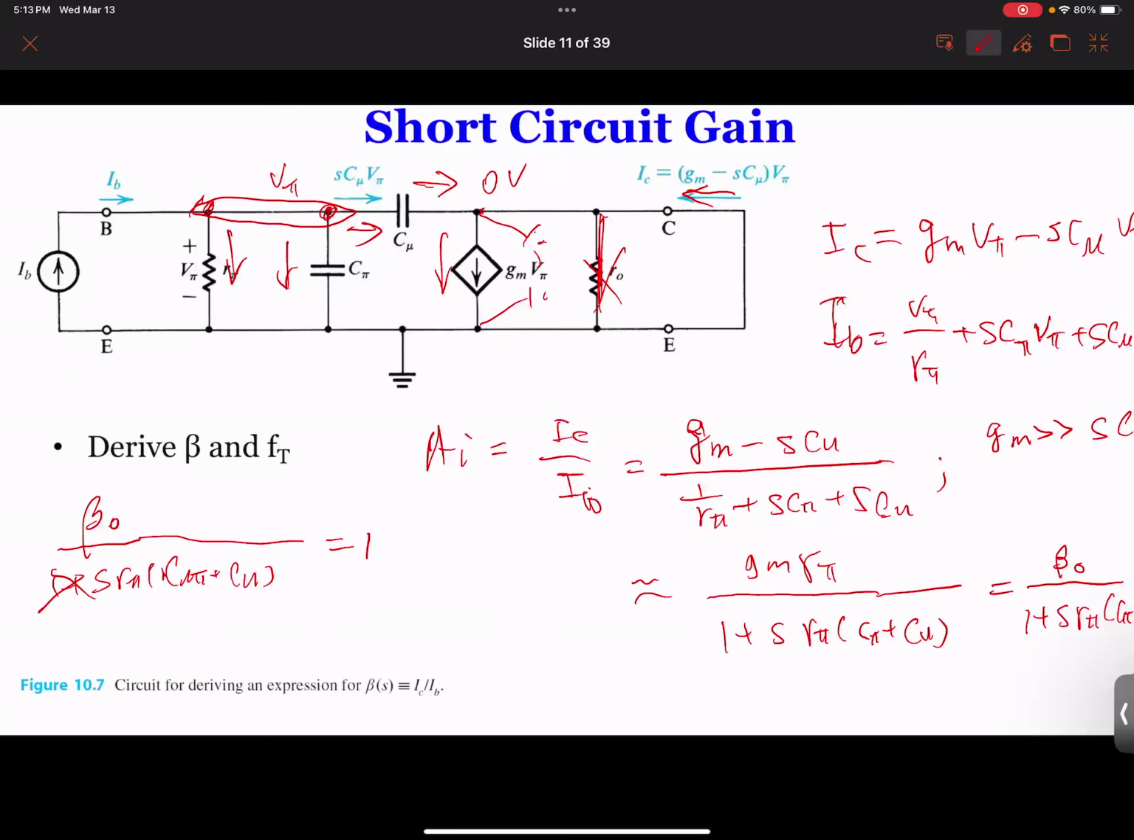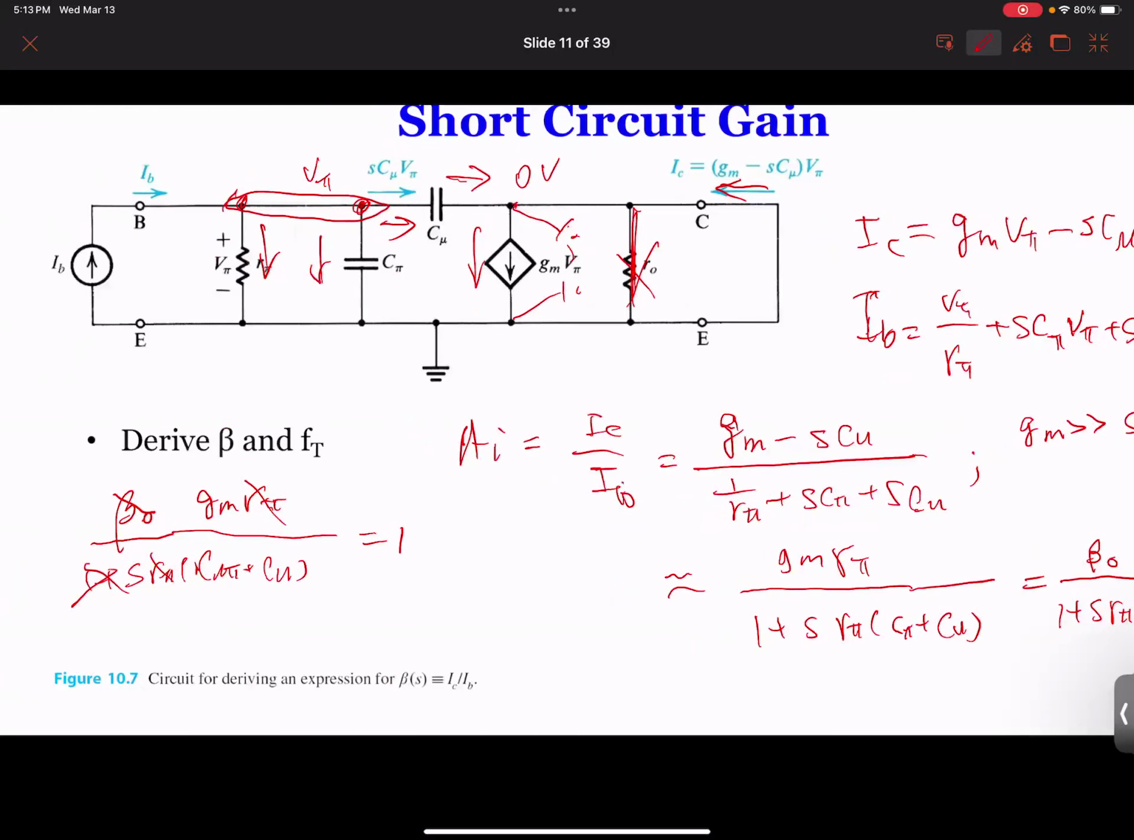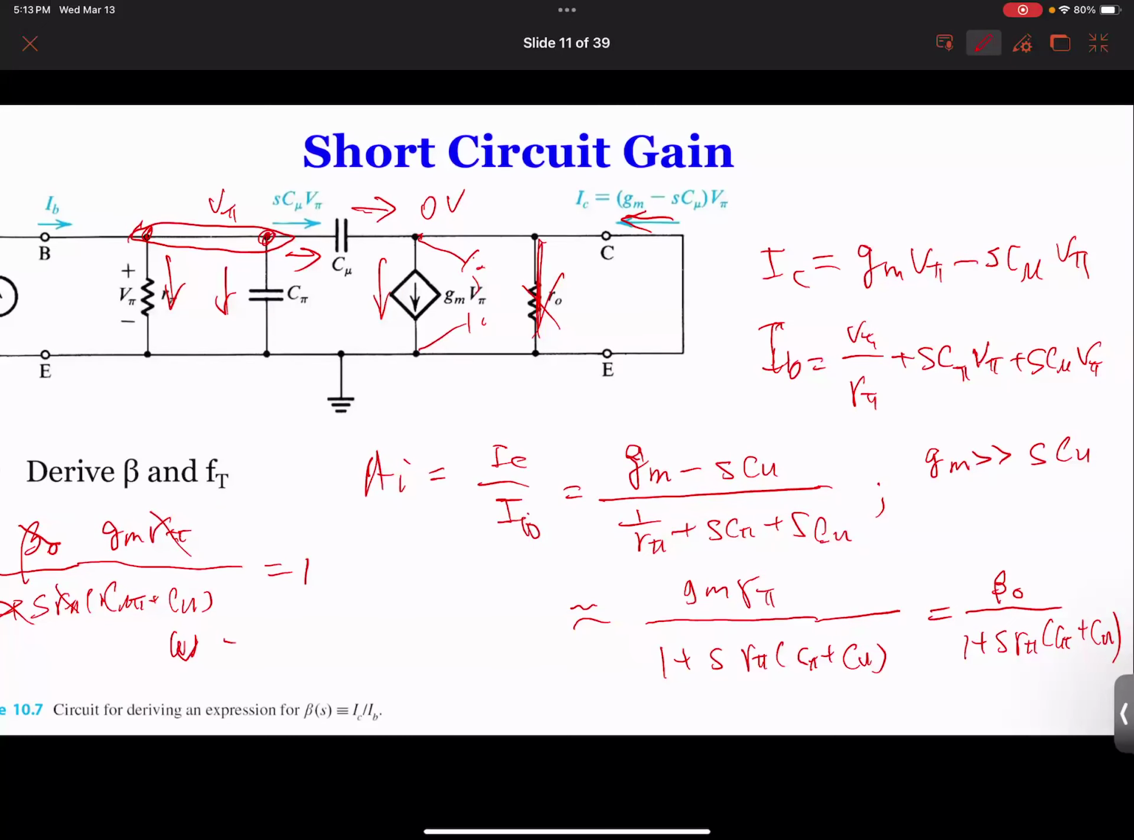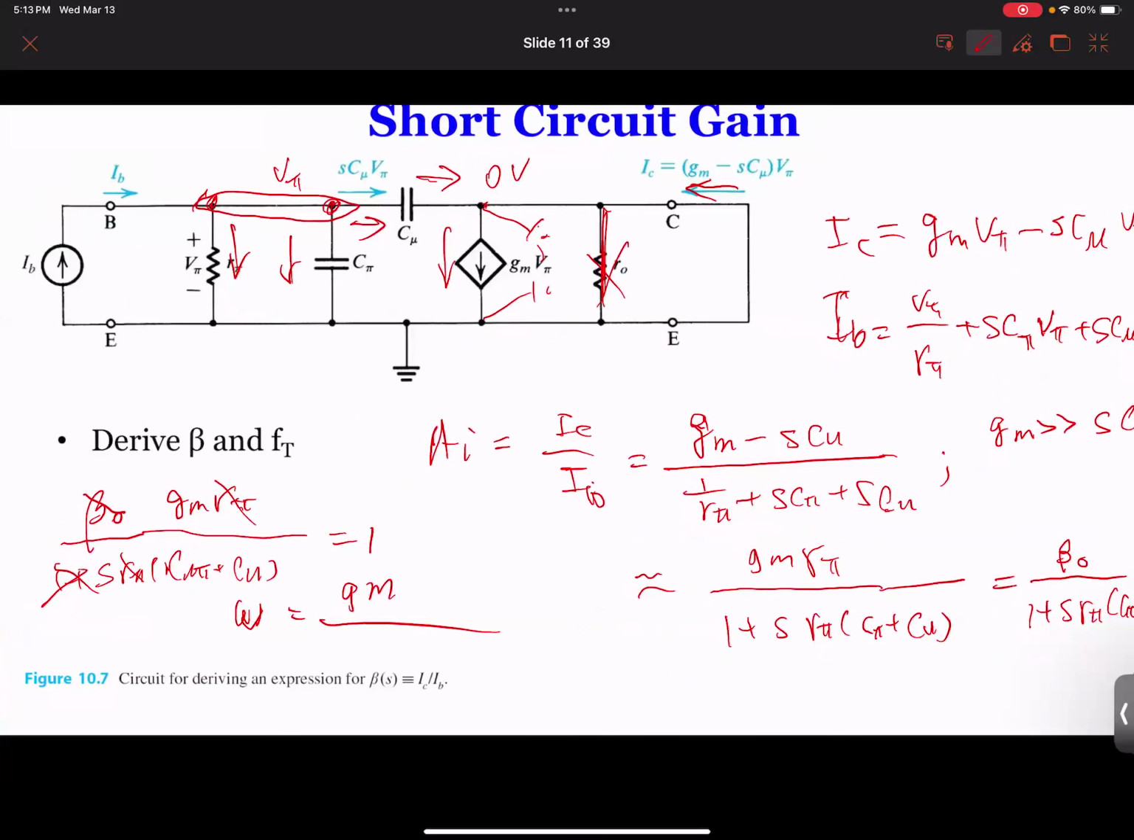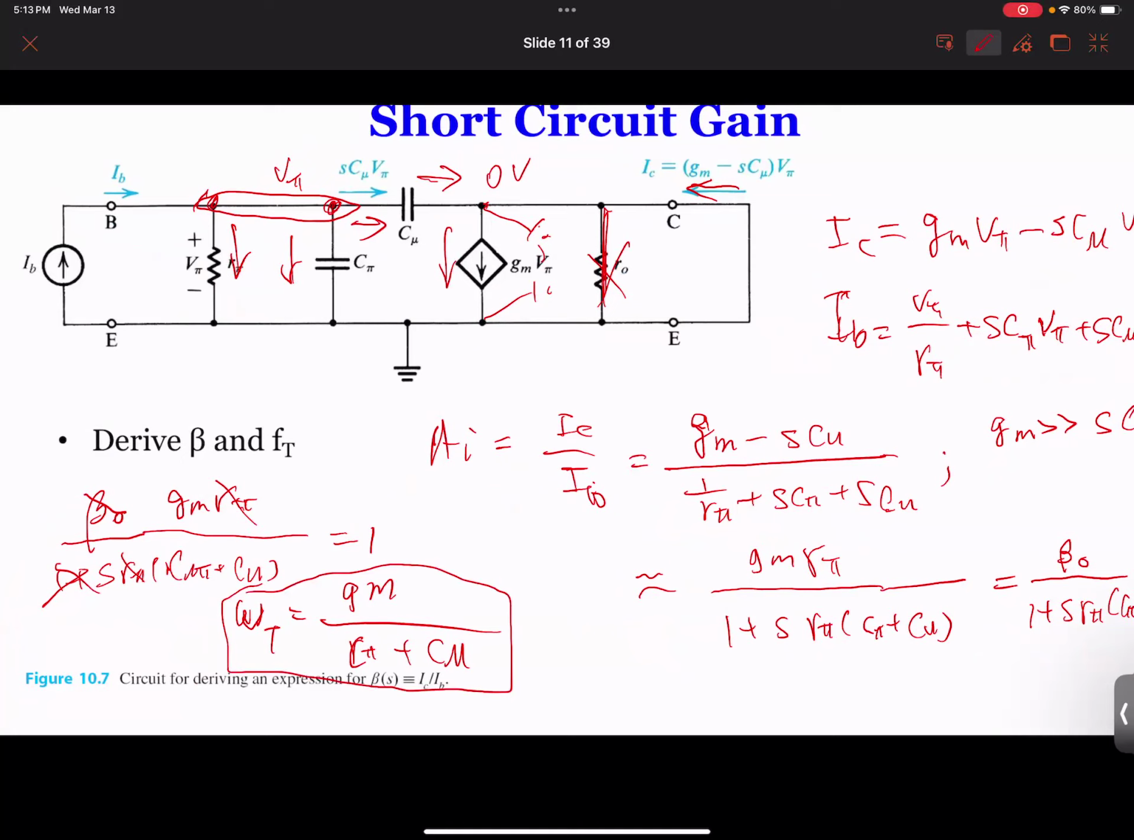So this becomes gone. And then you move everything to this side, and also we replace beta pi back with GM times R pi. So now you can see what happens. The R pi cancels, and you replace S with omega. So you got omega equal to GM over C pi plus C mu. And we call this omega t. So we got this frequency.